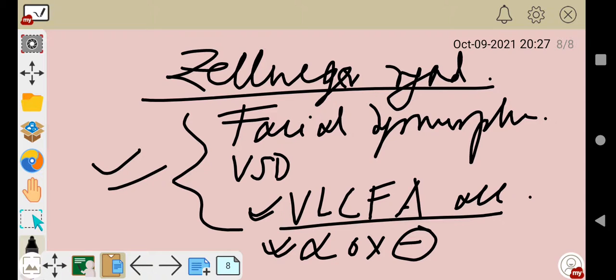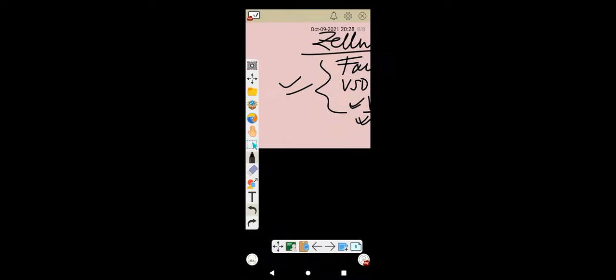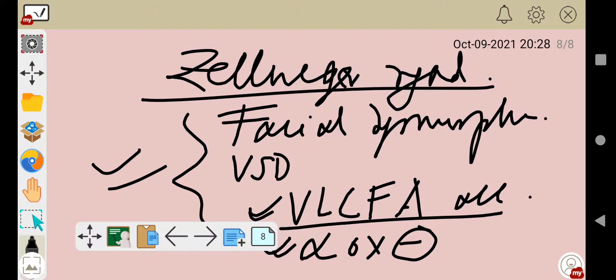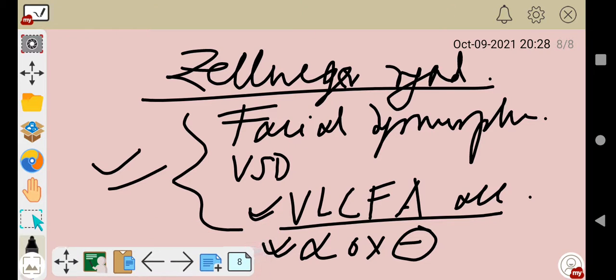Due to the alpha oxidation defect, there occurs very long chain fatty acid accumulation, okay. This is actually a peroxisomal protein targeting disorder, right?